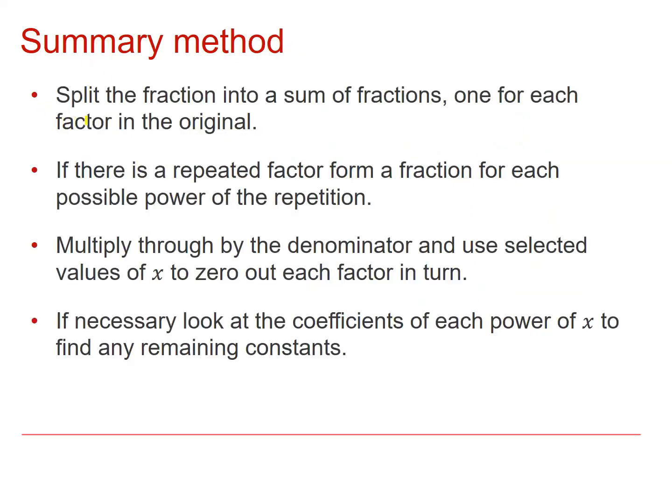So the summary method then, we split the fraction into a sum of fractions, and you have one for each factor in the original. If you've got a repeated factor, then you get a fraction for each possible power of that repetition. Multiply through the denominator, and then use selective values of x to zero out each factor in turn. And that allows you to find the constants in your sum. And if you've still got things left at the end, if necessary, you look at the coefficients for each power of x, to find any remaining constants.